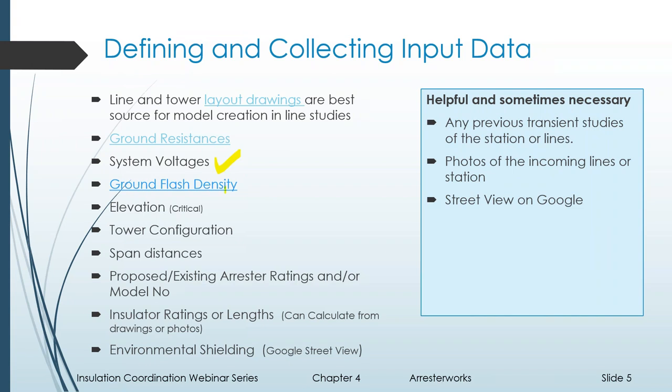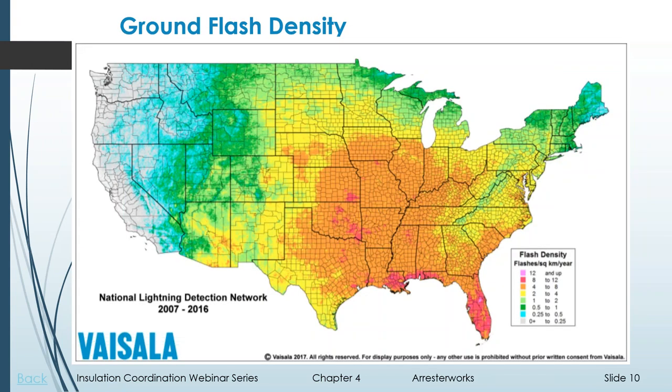And then ground flash density is another one that's important. We've seen this, I'm sorry, everybody, this is the only one I have. It's for the US. There's some worldwide ones, but the ground flash density becomes a very critical factor in line studies. If a line runs through a certain area of the country, and it could cross a couple different zones into higher or lower ground flash densities, you really need to take that into account.